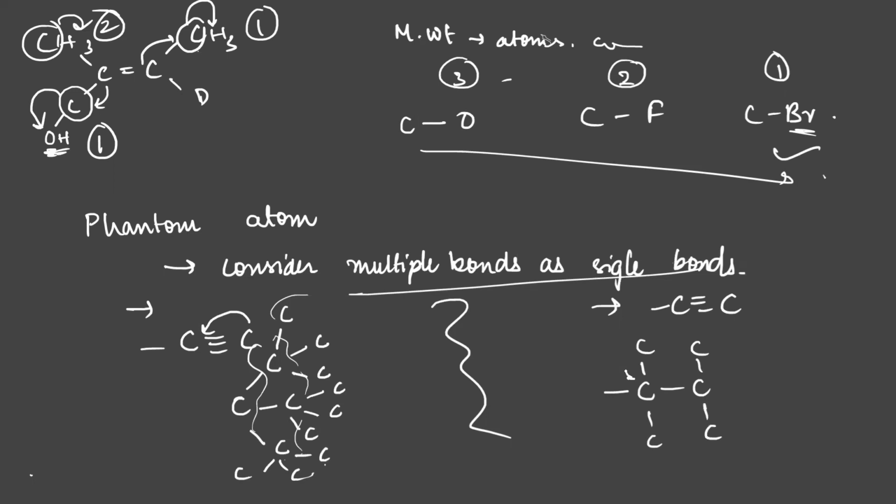Now, this carbon is connected with three different carbons, and this carbon is connected with three different carbons in each perspective. So these are phantom atoms, and this is how you have to check for connectivity. So let's see some examples of EZ nomenclature, right?